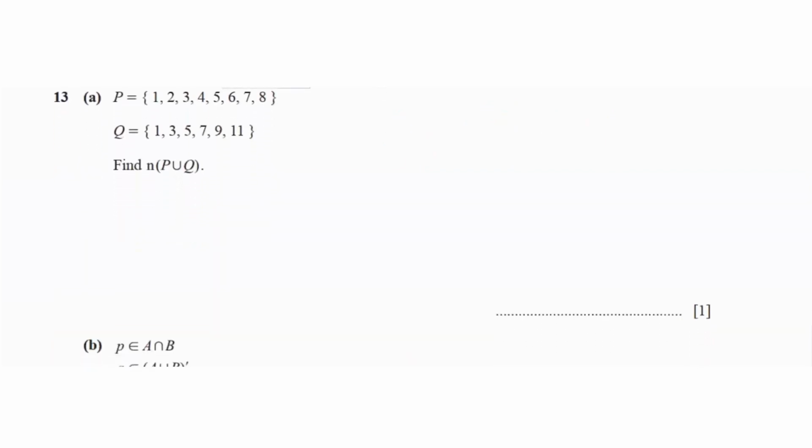Question 13 says, set P has the elements 1, 2, 3, 4, 5, 6, 7, and 8. Set Q has the elements 1, 3, 5, 7, 9, and 11. Find the number of P union Q. So P union Q would be all the elements inside P and Q. That's 1, 2, 3, 4, 5, 6, 7, 8, 9, and 11.